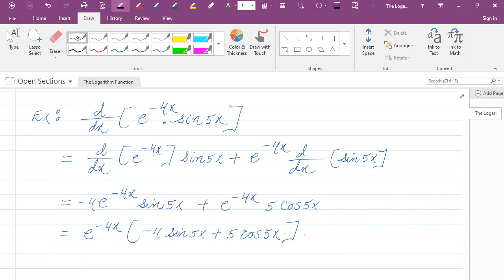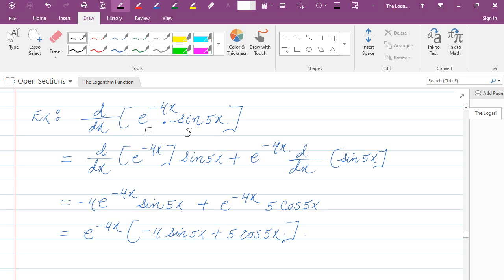All right, so go ahead and write down the question. The question is, find the derivative of e to the negative 4x times sine of 5x. Well, because we have two factors here, this is the first factor, and sine 5x is the second factor.